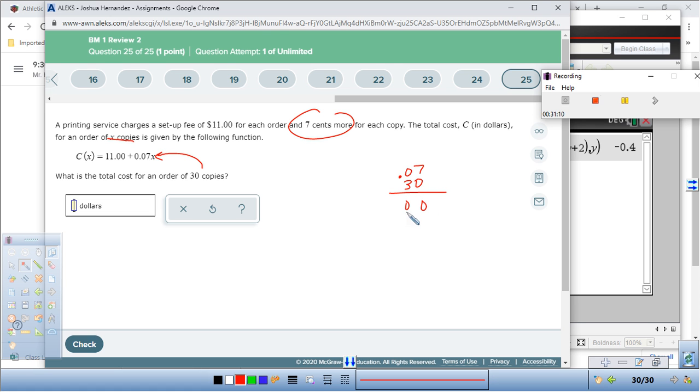Oh, these zeros? 21. 0 plus 2 ... $2.10. So we're going to have 11.00 plus 2.10, which gives me 13.10.